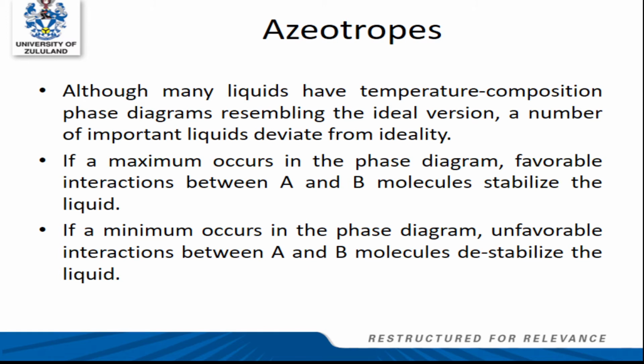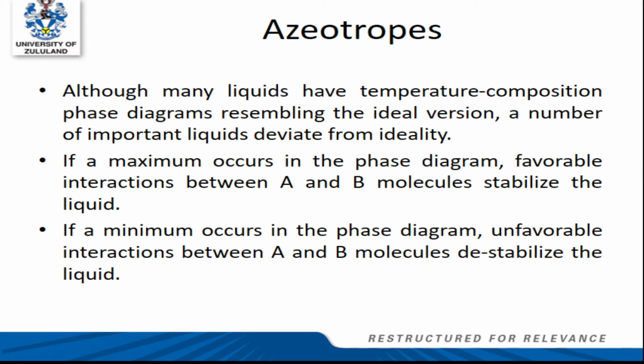Okay, for the azeotropes, we are mixing two different liquids. Remember that these liquids have different boiling points and are also different in terms of their volatility. This means that we can have different types of azeotropes. Before talking about the different types of azeotropes, it is important to know that many liquids have temperature-composition phase diagrams resembling the ideal versions. However, a number of important liquids also deviate from ideality.